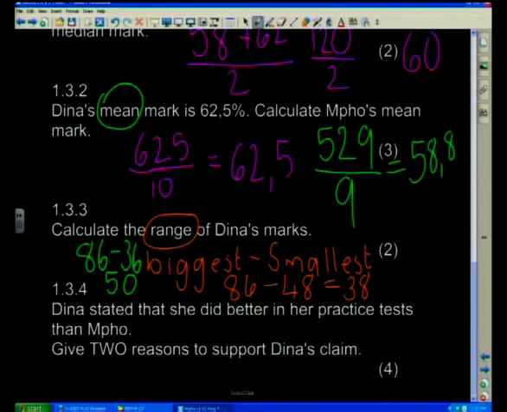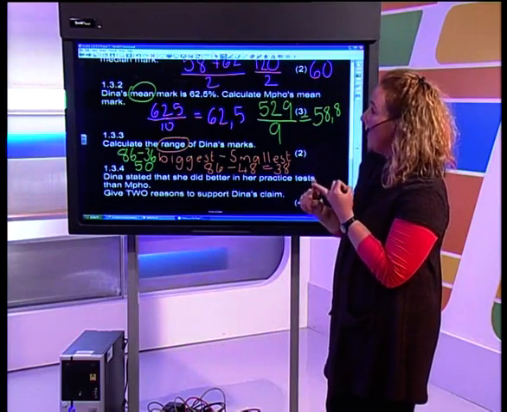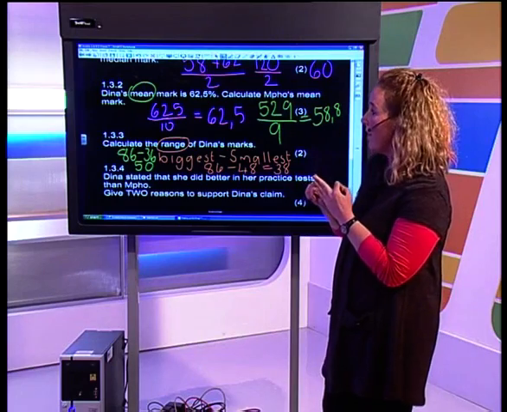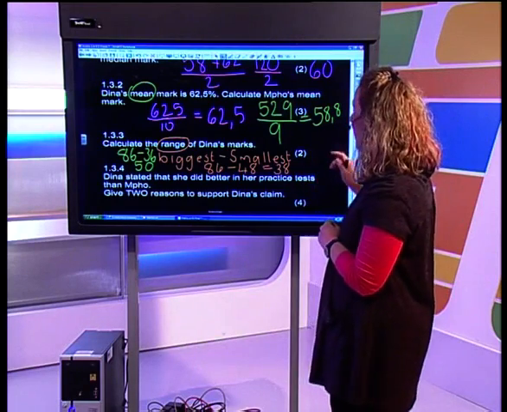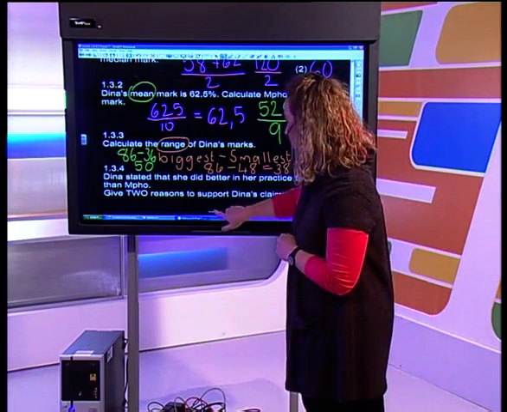Dina stated that she did better in her practice tests than what Unpau did. Give 2 reasons to support Dina's claim. Well, we can look at 3 things in this question. We can look at the mean mark, we can look at the median mark, and we can look at the range, the biggest minus smallest. Let's just summarize that information at the bottom of our page.